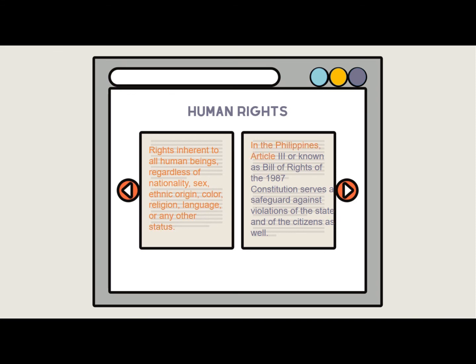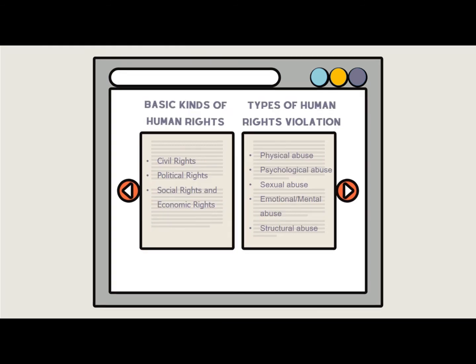In the Philippines, Article 3, known as the Bill of Rights of the 1987 Constitution, serves as a safeguard against violations by the state, and of the citizens as well. The said article was adopted from the Universal Declaration of Human Rights, proclaimed during the United Nations General Assembly. And don't forget, Studybuds, the basic kinds of human rights are civil rights, political rights, social and economic rights.